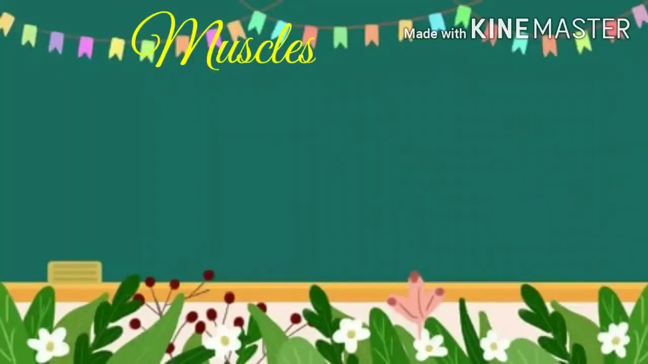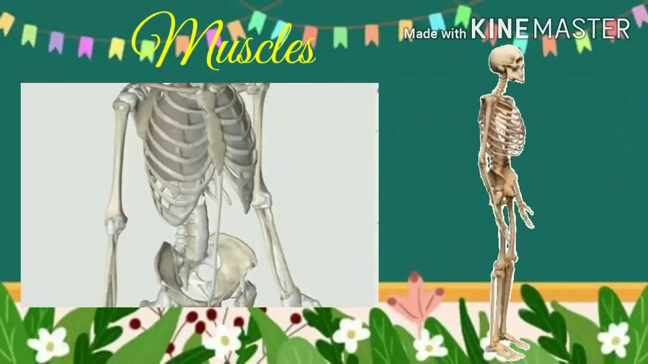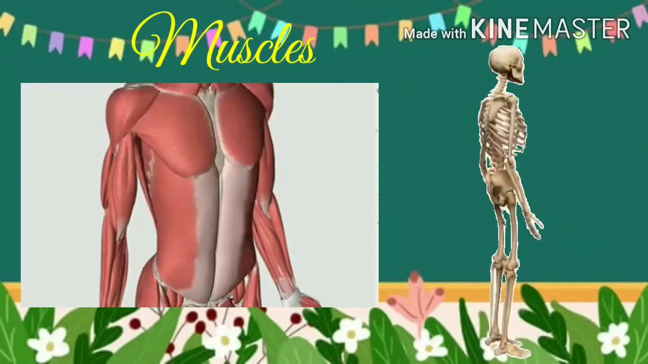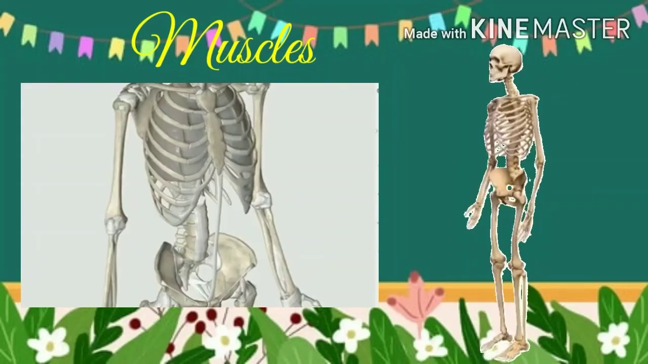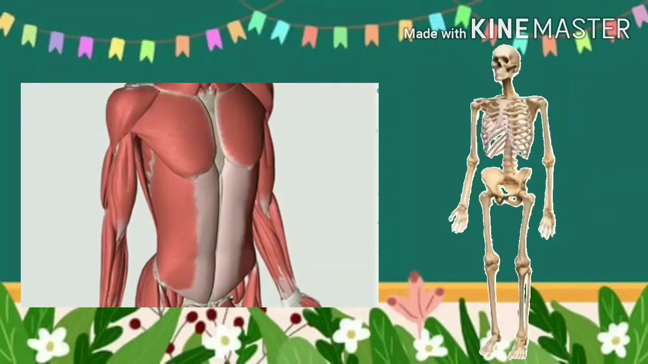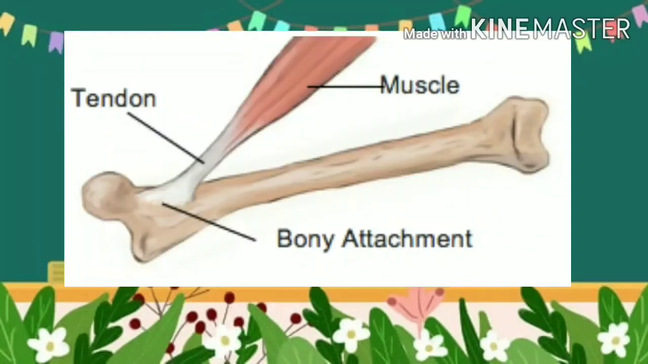Now we will study about muscles. Muscles cover the skeletal framework of the body. You all know this, children, that our whole body is covered by muscles and it is present above the bones. All kinds of movement in our body are produced by the muscles. The muscles contract and relax, and this leads to the movement of bones. Muscles are attached to bones with connecting bands called tendons.